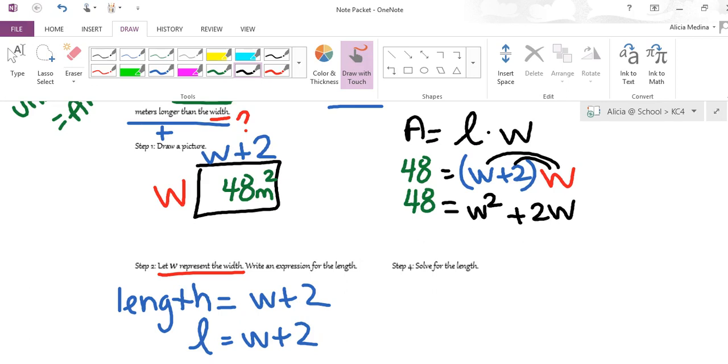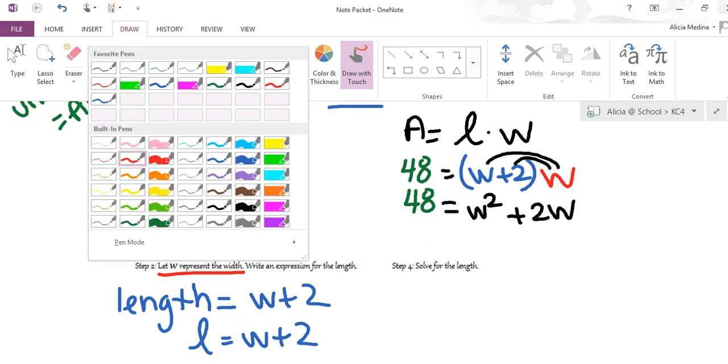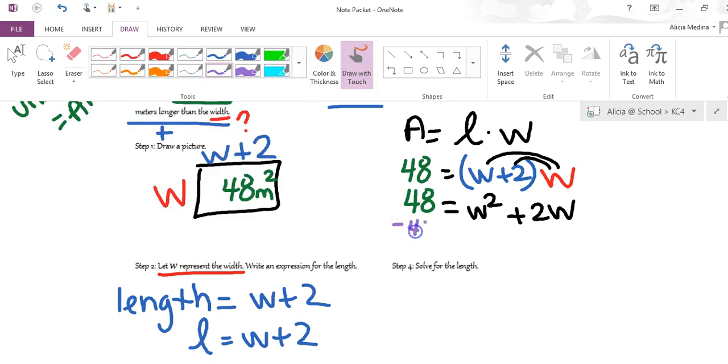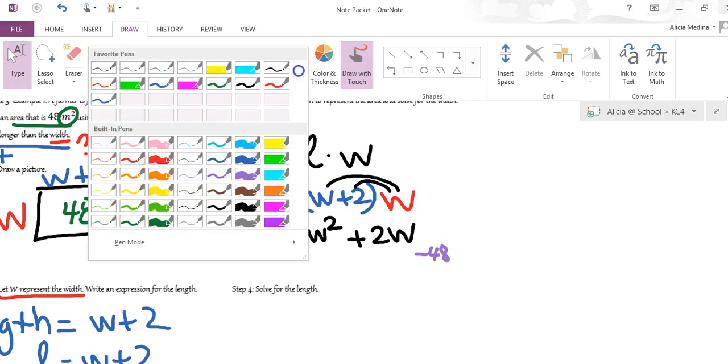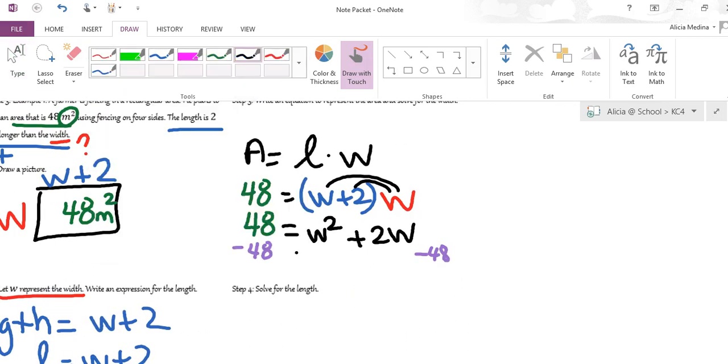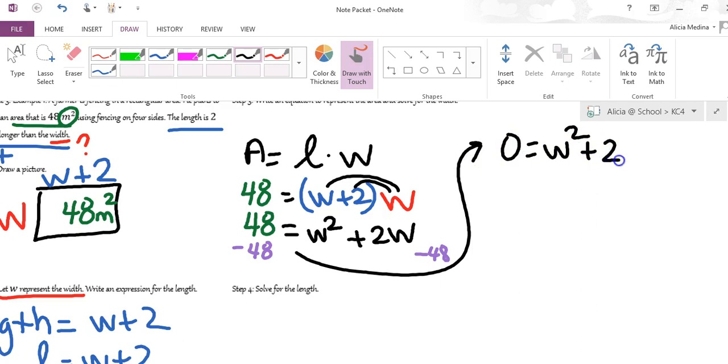So what we have to do is subtract. I'm going to subtract 48 over to the other side so that I get a 0. And I'm going to go ahead and scroll this over a little bit. So what we have here is 0 equals W squared plus 2W minus 48. Alright, now we need to factor it.